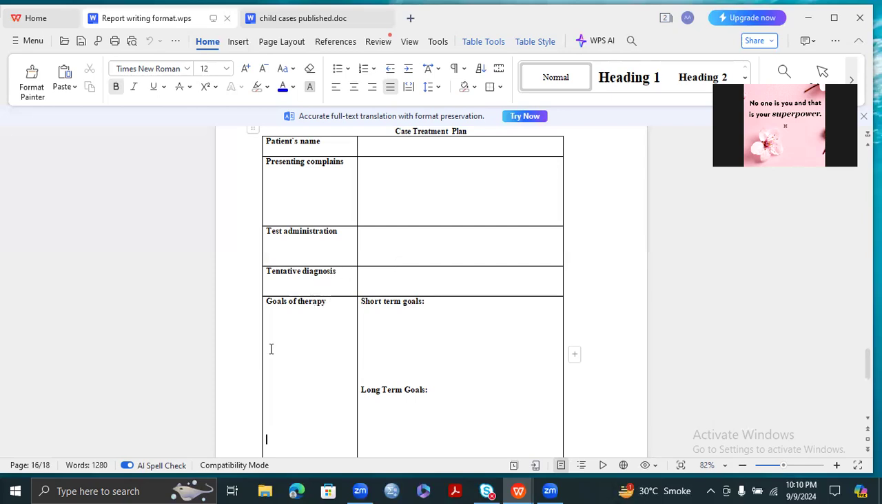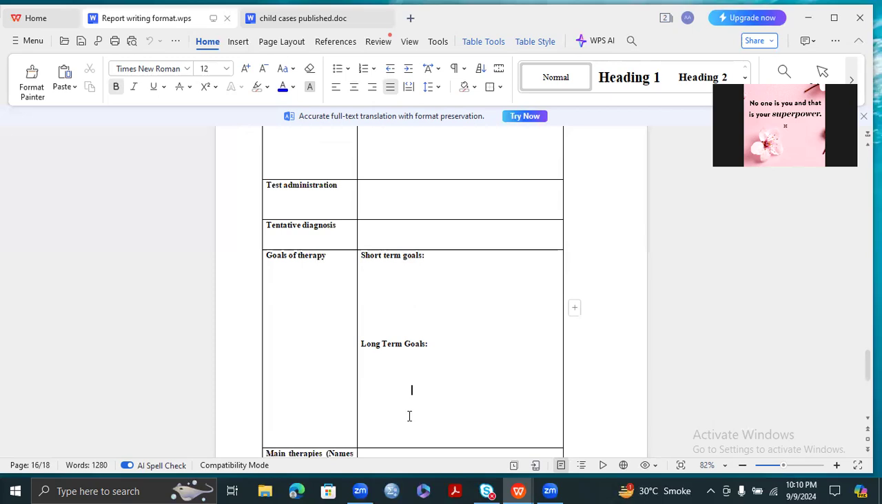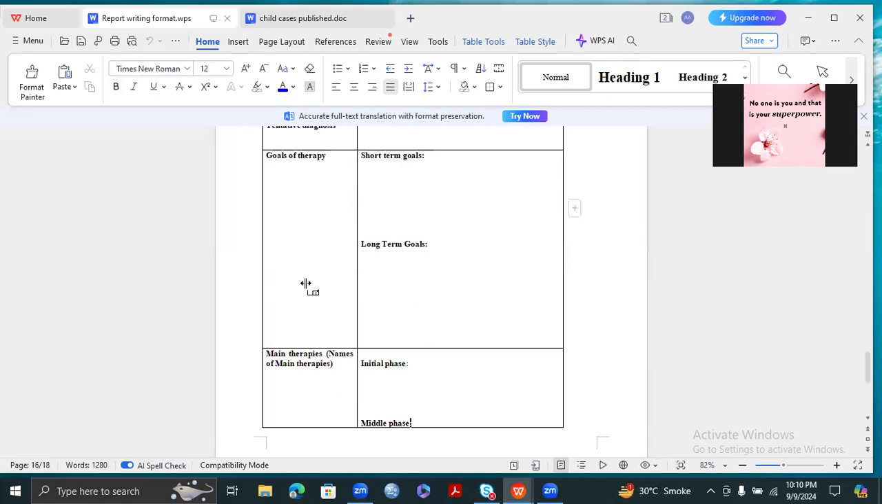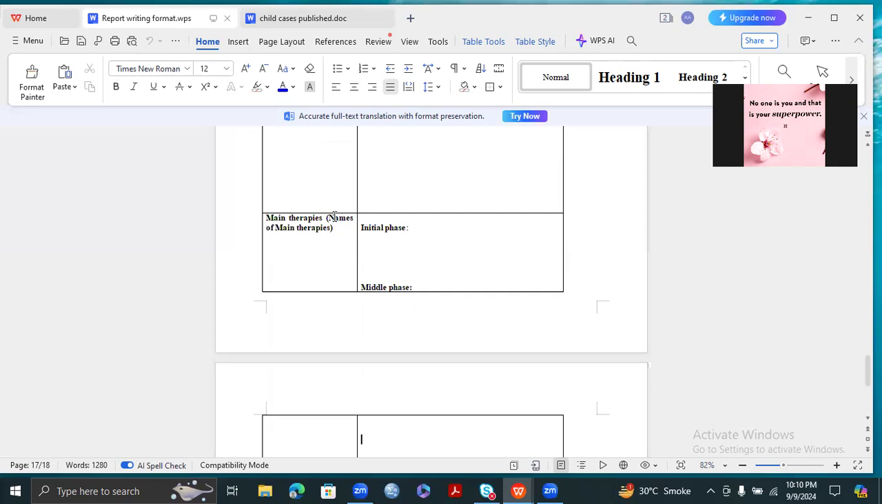All right. Then come the goals of the therapy, either short-term goals or long-term goals. All right. Then the main therapies. Just the name of the main therapy. Whatever you have done, it would be on your part. All right. It should be in your mind.